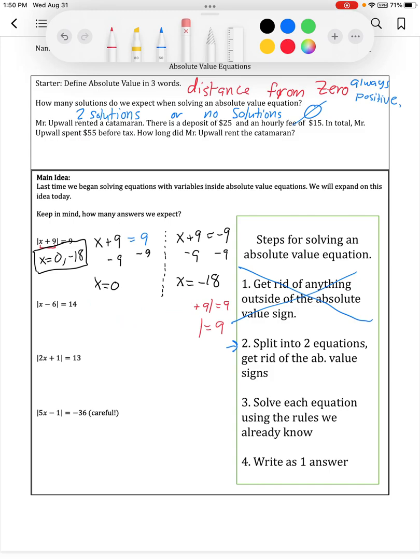Let's go ahead and keep working through the rest of the equations. Let's look at the next one. We have the absolute value of x minus 6 is equal to 14. So we can go ahead and write x minus 6 is equal to positive 14, and x minus 6 is equal to negative 14. From here, once again, we're going to solve it like how we already know. So we're going to add 6 to both sides.